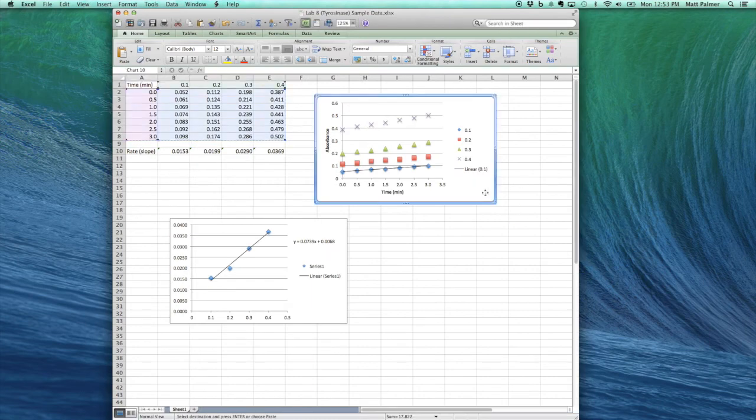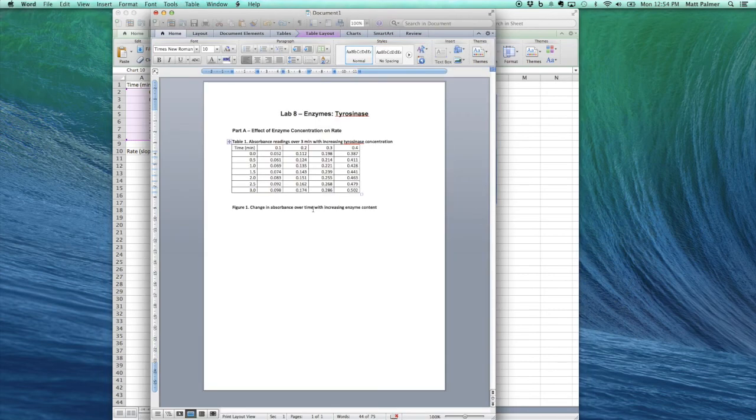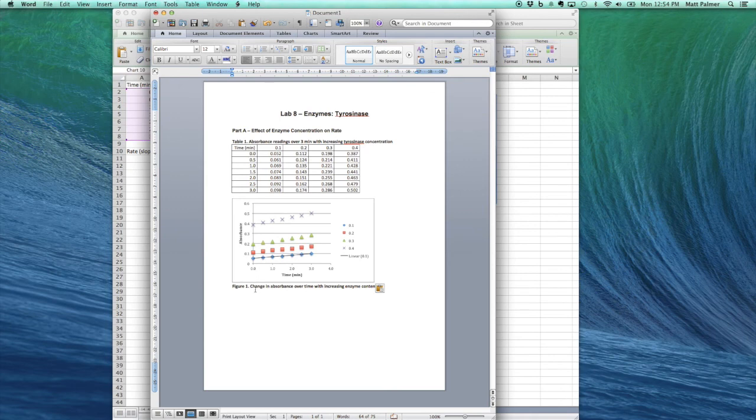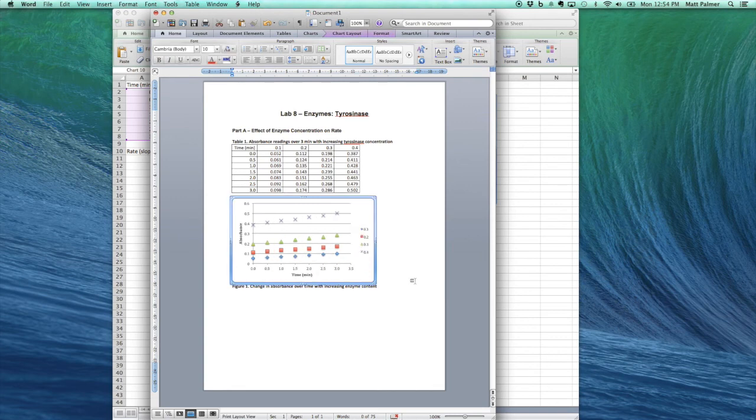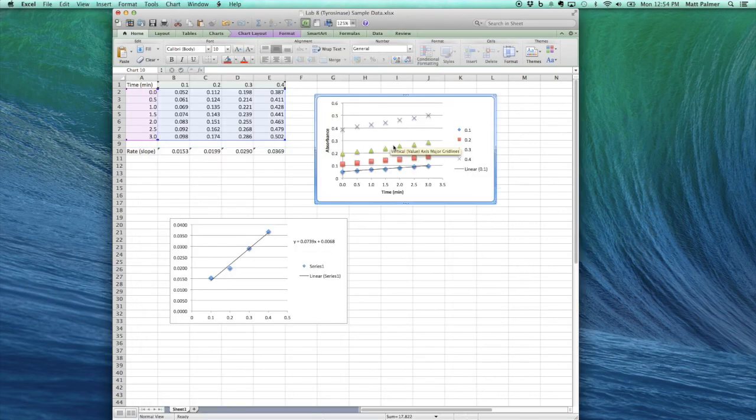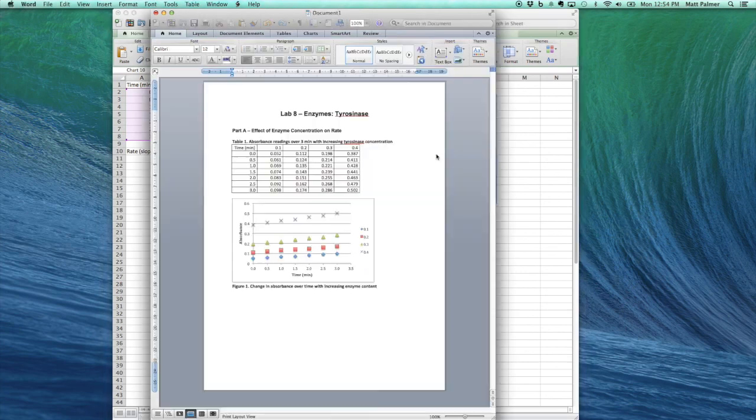The same thing happens for my charts too. I can just click on the chart, I can copy the chart, go back over here, paste my chart in where it says figure 1, change in absorbance over time with increasing enzyme contents. Easy. Now you can edit this while it's in your document as well. Say I didn't want this trend line here. I can click on the trend line, just hit delete, and notice it changes the graph that is in my lab report. It doesn't change the graph back here in the Excel file. I can still change this information and then copy it back over if I have to.